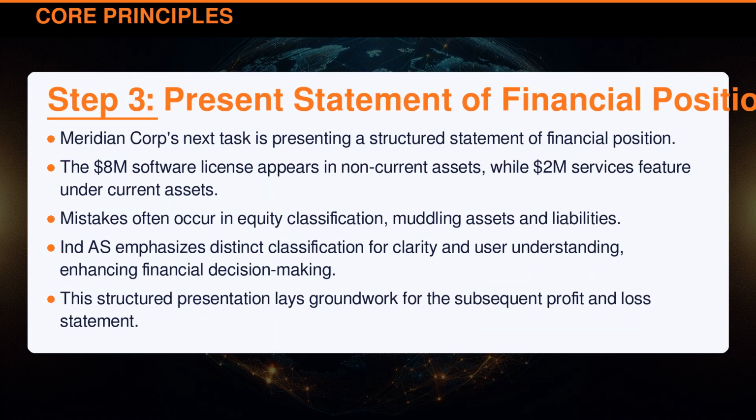Meridian Corporation's next task is presenting a structured statement of financial position. The $8 million software license appears in non-current assets, while $2 million services feature under current assets. Mistakes often occur in equity classification, muddling assets and liabilities. Indian Accounting Standard emphasizes distinct classification for clarity and user understanding, enhancing financial decision-making. This structured presentation lays groundwork for the subsequent profit and loss statement.